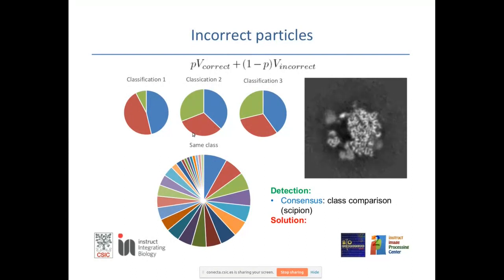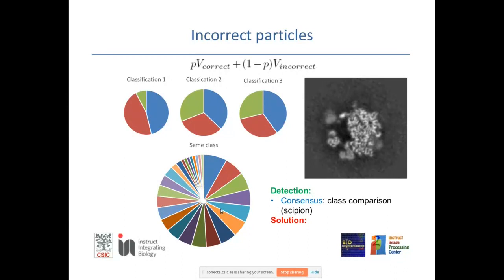Now you are suspicious about this classification. You repeat it once again. Now you get 1/3, 1/3, 1/3. But now that you know that even if the number of particles looks more or less the same between classification 2 and classification 3, the particles themselves may not be the same. And actually, that is the case.